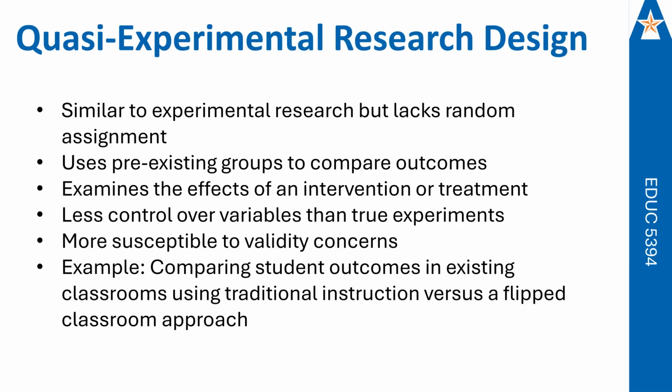causation. Quasi-experimental research is similar to experimental research but does not use random assignment, instead relying on pre-existing groups or natural settings. Because of this, it can still examine the effects of an intervention, but it has more limitations in establishing certainty about cause and effect relationships.